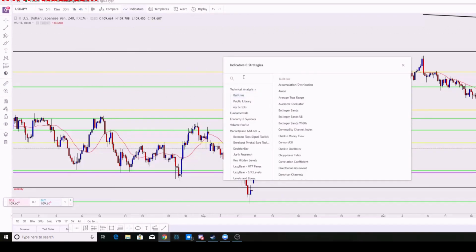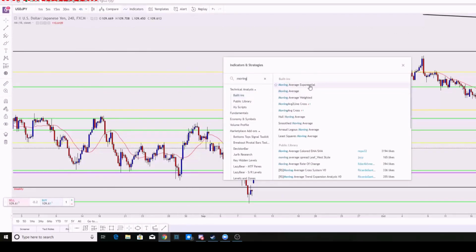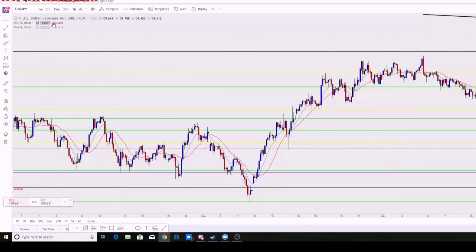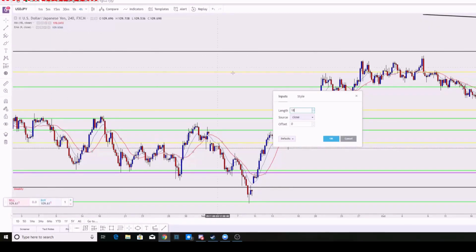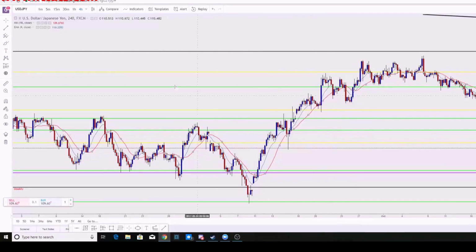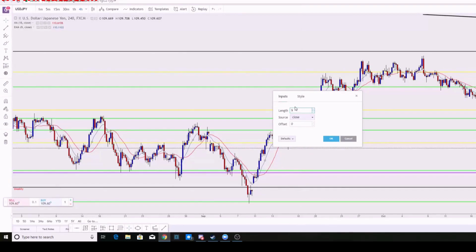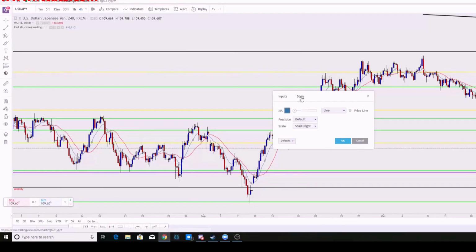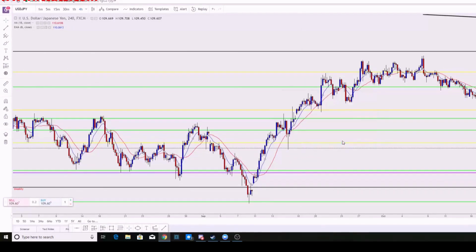You're simply going to type in here "moving". You're going to add your moving average exponential, then your moving average. Since I already have them added, your MA is going to be length 18, style red, and then your EMA is going to be 8, style blue. Of course blue represents bullish and red represents bearish.